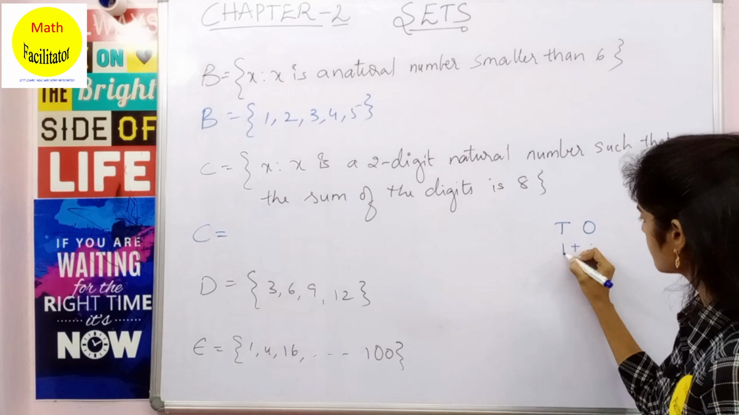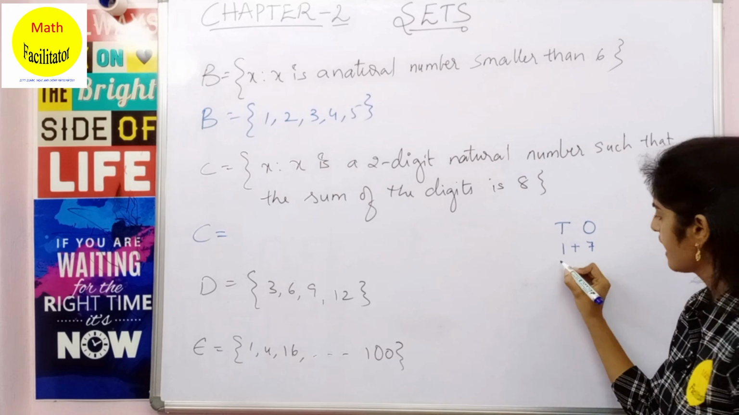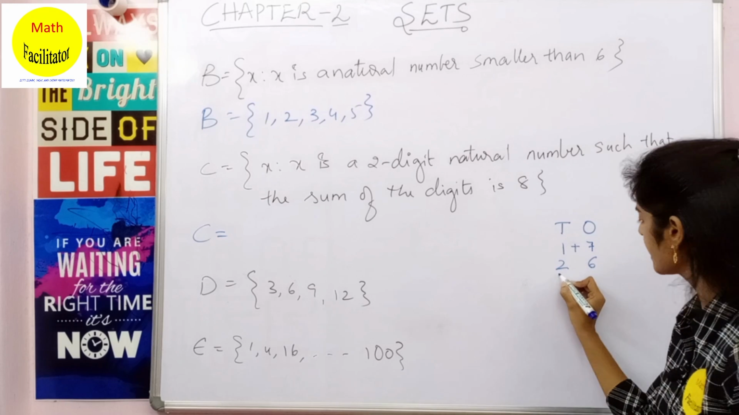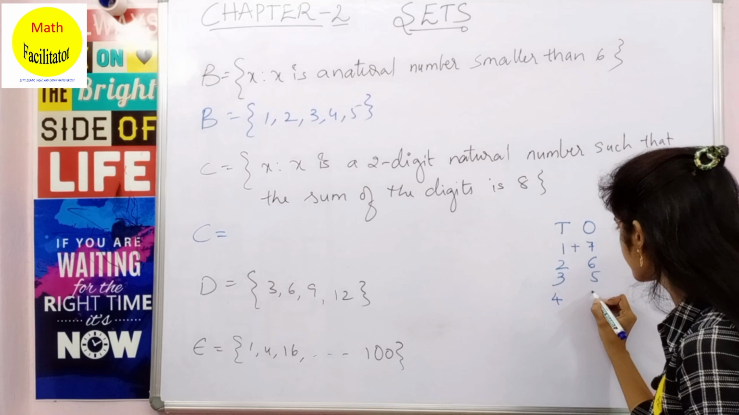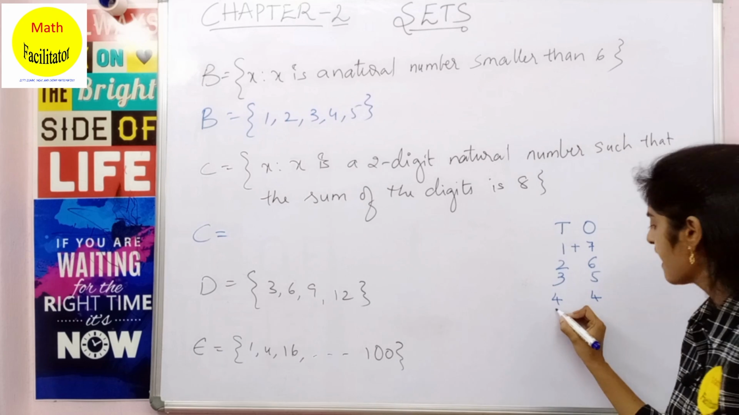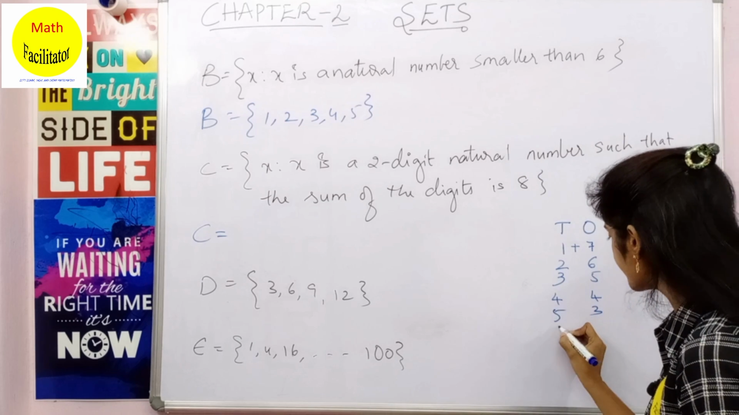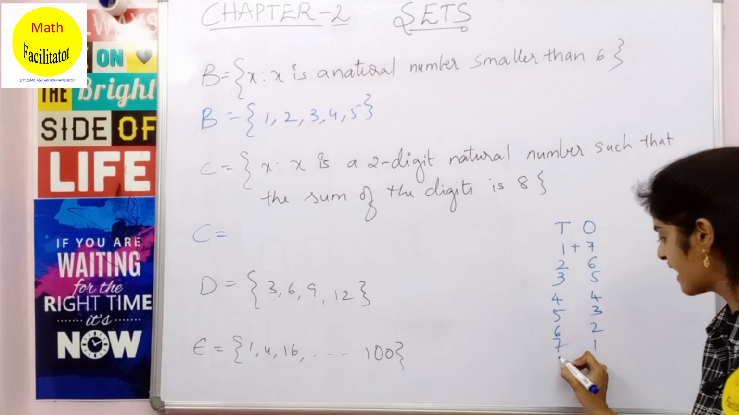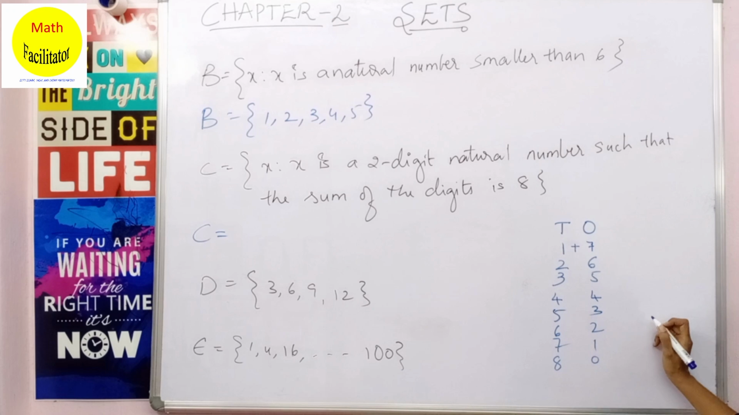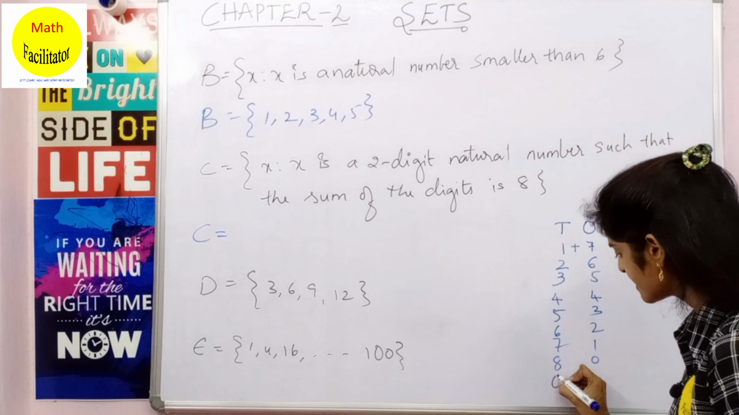So you know that 1 plus 7 is 8, and 2 plus 6 is 8, 3 plus 5 is 8. Clear? And 4 plus 4 is 8. And again 5 plus 3 is 8, 6 plus 2 is 8, 7 plus 1 is 8, and 8 plus 0 is 8. Now you cannot write 0 plus 8.